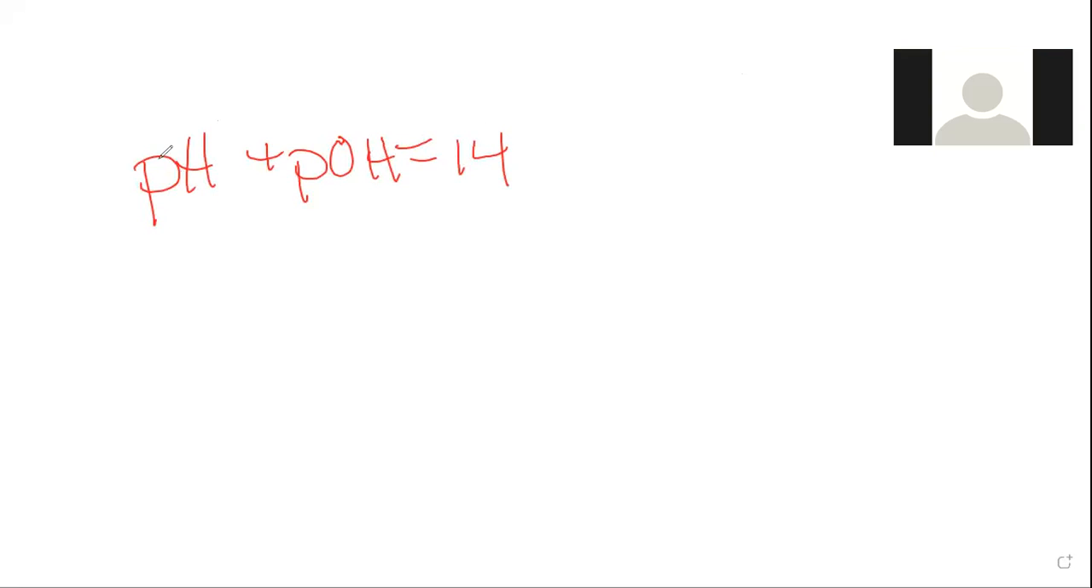If something's a base, or a basic solution, would it still have a pH value? Yes. It would just be low, or low. No, its pH would be high. Oh, that's what I meant. Yeah. Remember that we always have pH plus pOH equals 14. So if it's acidic, its pH is low and its pOH is high. If it's basic, it's the other way around: its pH is high and its pOH is low. Okay.